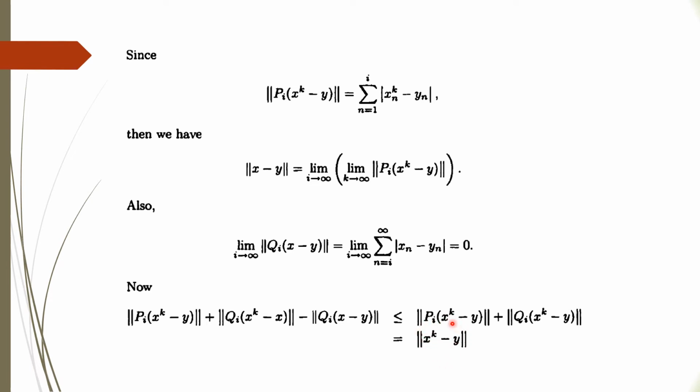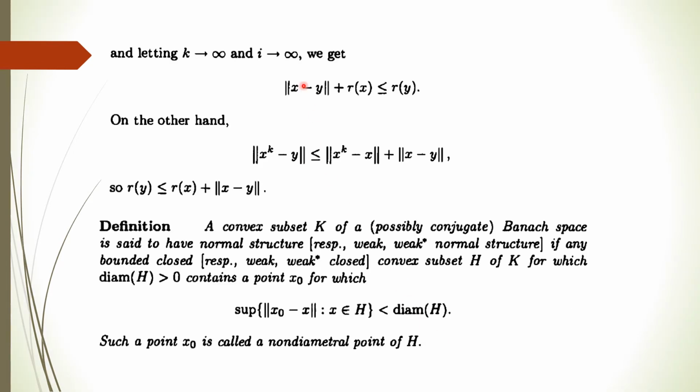okay? And this term, when you take I going to infinity, is 0 from here, and this term will become your rx in the previous slide, right? And when you take I and k both going to infinity, this is nothing but the norm of x minus y. So we can replace this with the norm of x minus y, this with rx, and this with 0. So what we get, norm of x minus y plus rx is less than or equal to ry.